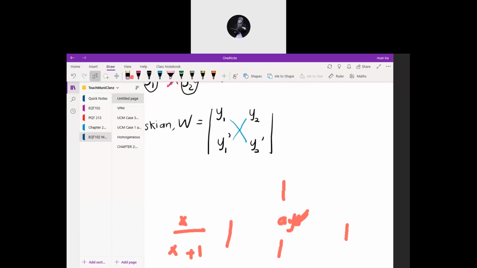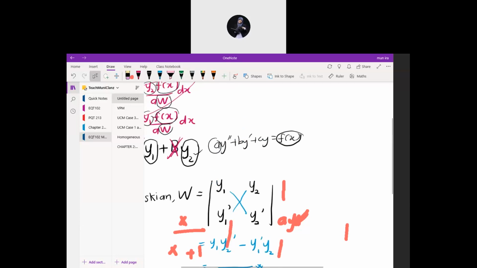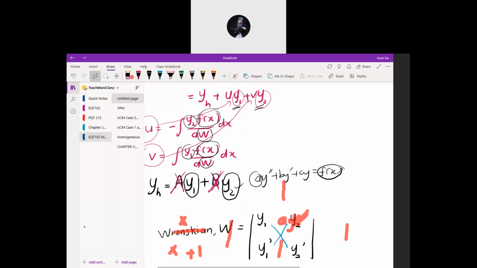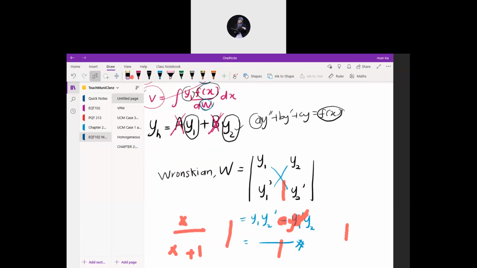This is just like if you want to find the determinant. But if you get a positive or negative sign in your solution, just leave it. If you get positive, positive. If you get negative, don't make it modulus. It means negative. So y1 times y2 prime minus y1 prime y2. So that is your Wronskian. After you get your Wronskian, substitute here to your u and v.